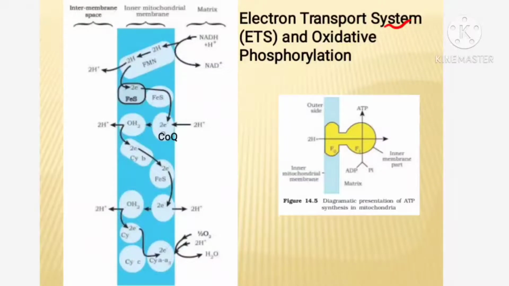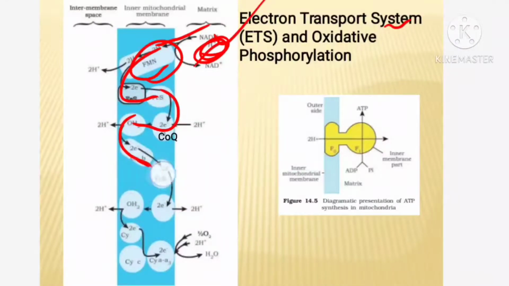When NADH2 is broken down, protons, that is H plus, are released in the matrix, but the electrons move into the inner membrane. Who accepts first? Flavin mononucleotide, FMN. After that the electrons are transferred to FeS1, FeS2. FeS is iron sulfur. Thereafter to ubiquinone, then cytochrome b, then FeS, again ubiquinone, then cytochrome c, cytochrome a, cytochrome a3. The electrons move from one electron acceptor to the next.